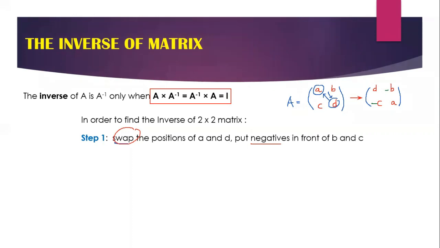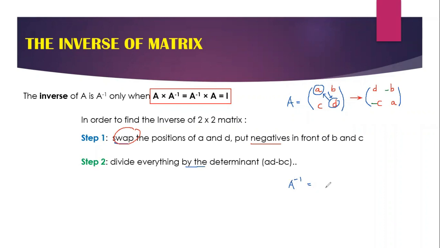You can see? And the second step is to divide everything by the determinant AD minus BC. Once again, step 2, divide everything by determinant AD minus BC. So the final answer for the inverse of matrix A, A to the power of minus 1, is divided by the determinant.